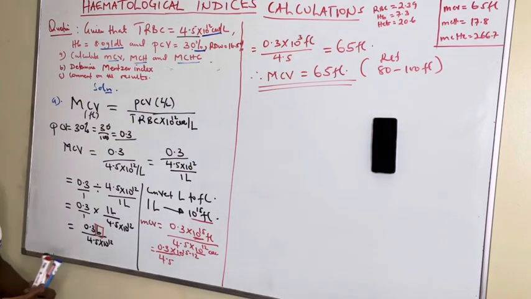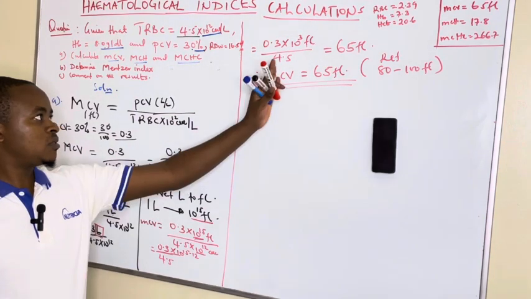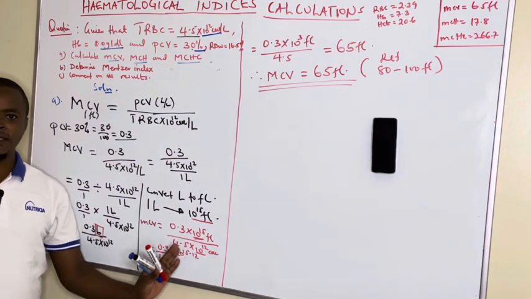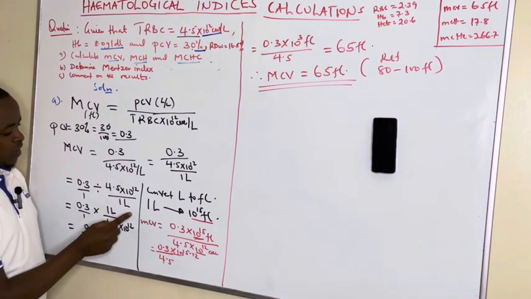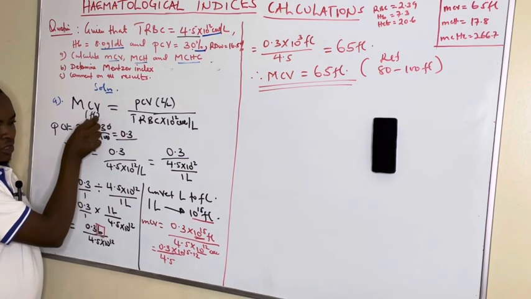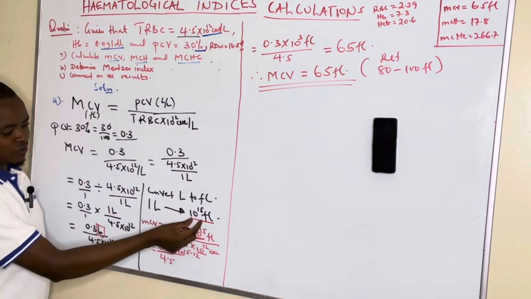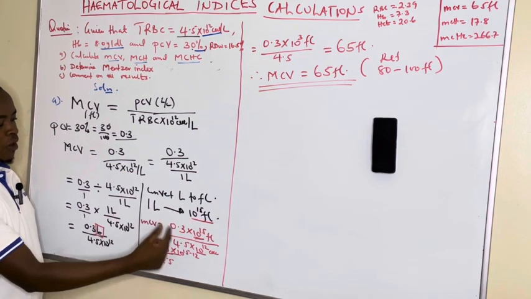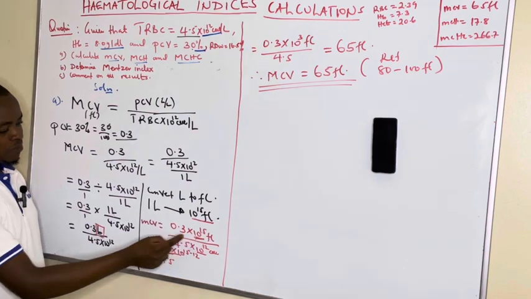So this is how we can calculate it, even without a calculator. You can always use rules of indices. What we have done here is to know that it is in liters, but the answer we want is in femtoliters. But we know that 1 liter is the same as 10 power 15 femtoliters. So where we have a liter here, we substitute it with 10 power 15.